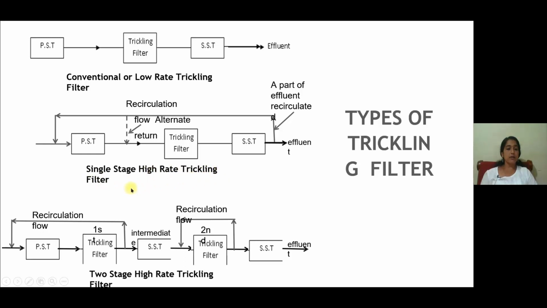Then the two stage high rate trickling filter: there are two sets of trickling filters used. After the primary sedimentation tank, the trickling filters are used. Then after the secondary sedimentation tank, another trickling filter is used. The effluent from this trickling filter will be fed into the secondary sedimentation tank again. This is the two-stage high-rate trickling filter.